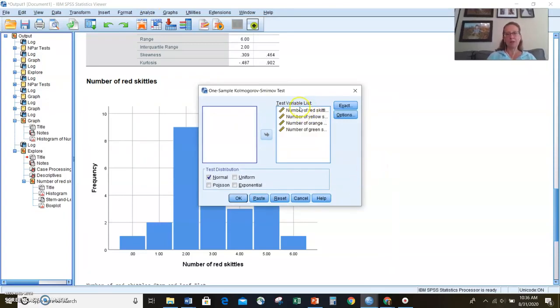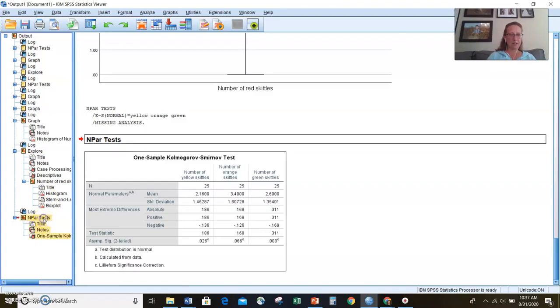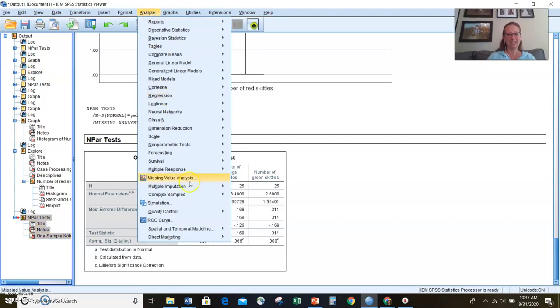All right, so I'm going to put in my red Skittles again. I'm going to throw it over here on the left. So we're going to test whether that is normal or not, so don't mess with these other buttons. Just leave it on normal. And you don't need anything over here in the exact options. That's for more complicated stuff that you guys aren't ready to do yet. So once you've got the variable, click OK. And you will get output that looks like... Oh, wait a minute. I got everything but red. That's because I was playing with this before. Let's try it again.